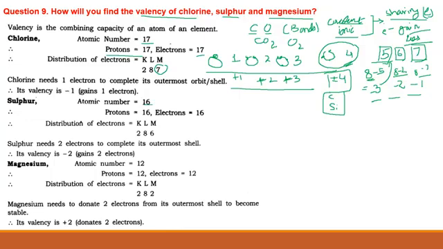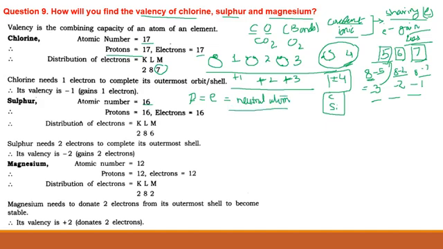So number of protons: what do you mean by atomic number? Atomic number is the number of protons present in an element, right? Now the number of protons is always equal to the number of electrons in the case of neutral atoms. Neutral atom is very important, not in the case of ions.